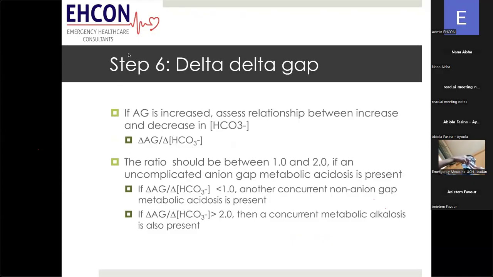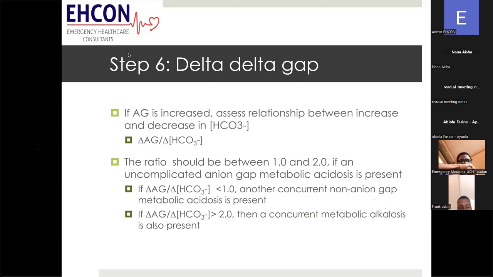So once you realize that the anion gap is increased, you then have to assess the relationship between the increase in the anion gap and the decrease in your bicarb, and that's what we call the delta-delta gap. So the change in the anion gap over the change in the bicarb. And the ratio should be between 1 and 2. If it's just an uncomplicated anion gap metabolic acidosis, easy explanation. If it's less than 1, you need to think about the fact that there might also be a non-anion gap metabolic acidosis present.